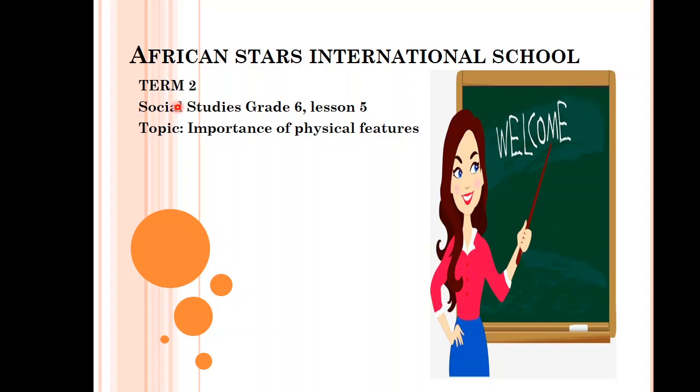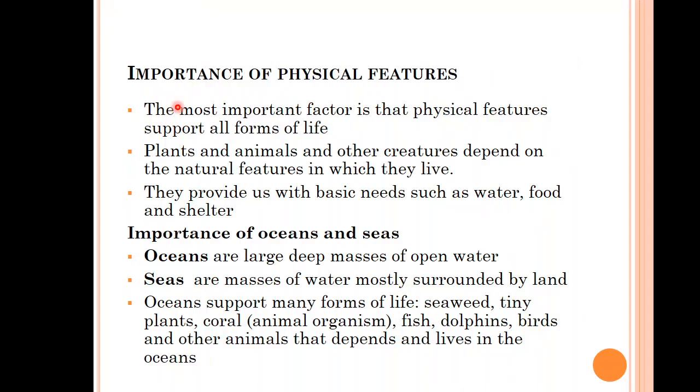And today we will look at the importance of physical features. Last time we discussed the main physical features: the oceans, the rivers, mountains, and also the deserts. The importance of physical features is that they support all forms of life, like the plants and the animals, and other creatures that depend on these natural features in which we live. Animals and human beings are also included. They provide us with basic needs such as water, food, and shelter.